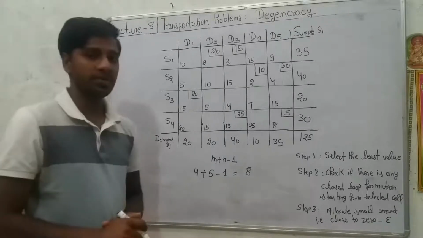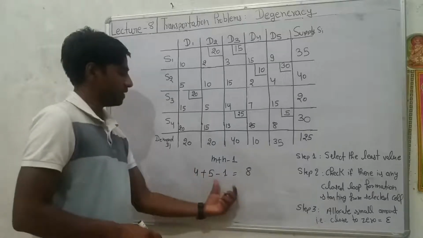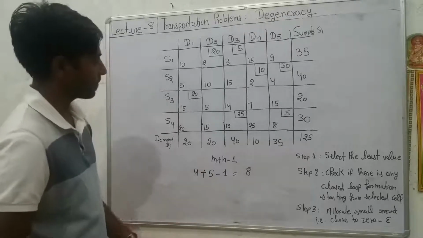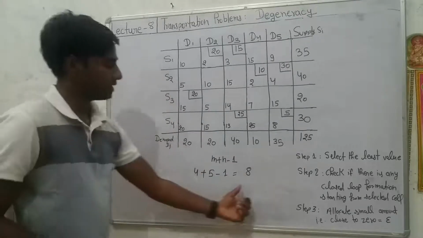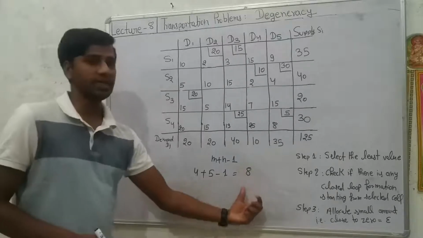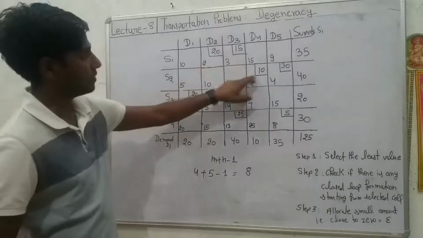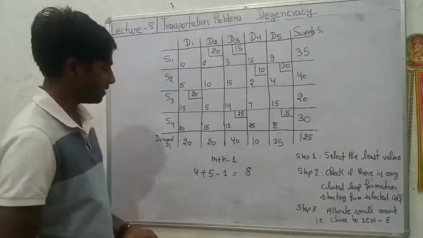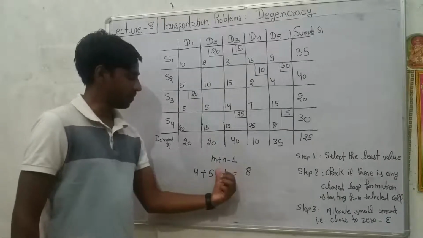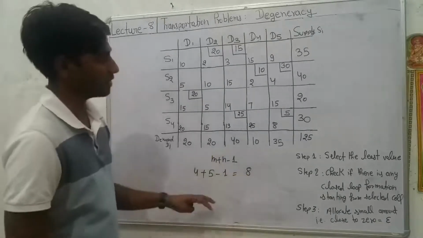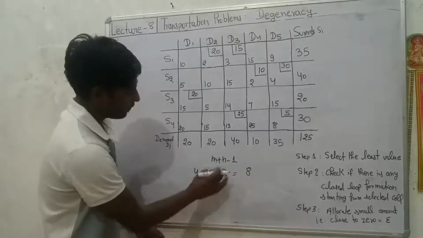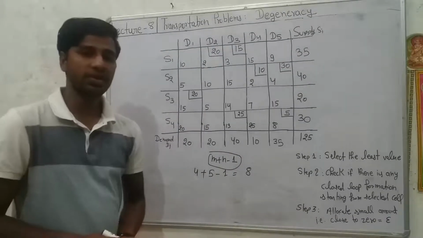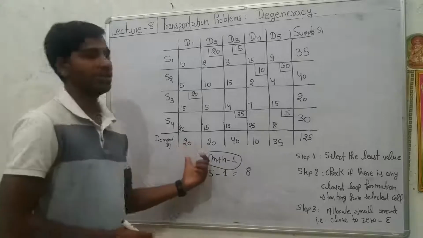But sometimes the number of occupied cells is smaller than m plus n minus 1. Like in this problem, there should be 8 occupied cells, but in reality there are 1, 2, 3, 4, 5, 6 and 7 occupied cells only. It means the condition of m plus n minus 1 is not satisfied in this particular problem. So if the condition is not satisfied, then we call it the case of degeneracy. It is a degenerate solution.